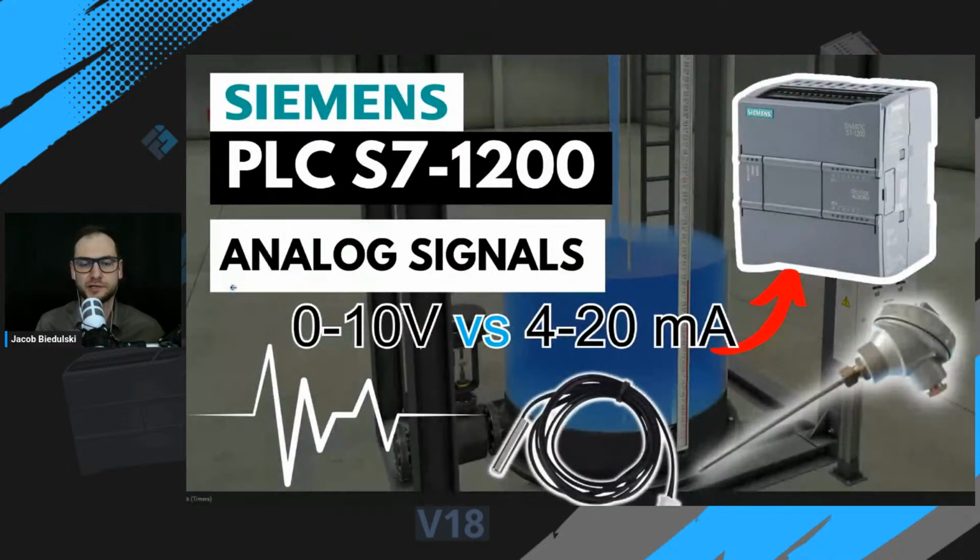Today we have a very interesting topic, which is analog signals for industrial automation. We will compare voltage and current loops. We'll look into schematics so that you can get knowledge how to connect each sensor.